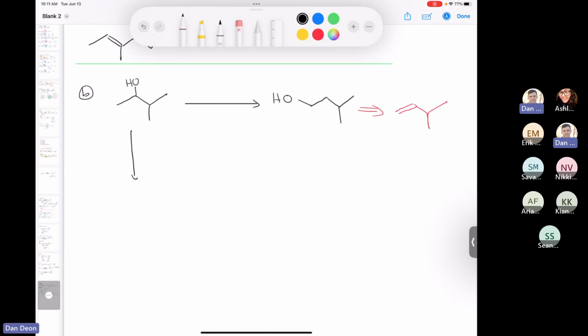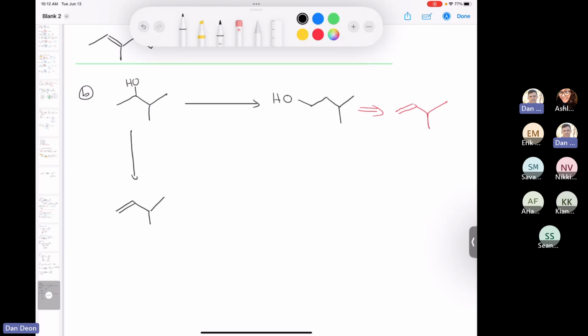Could anybody make a suggestion as to how to get from here to here to make the double bond on the end? The first thing I need to do is convert that hydroxyl into a good leaving group, because it's a crummy leaving group. How would I turn the hydroxyl into a good leaving group? Anybody have an idea about that one? Okay, well, what if I made it into a tosylate?